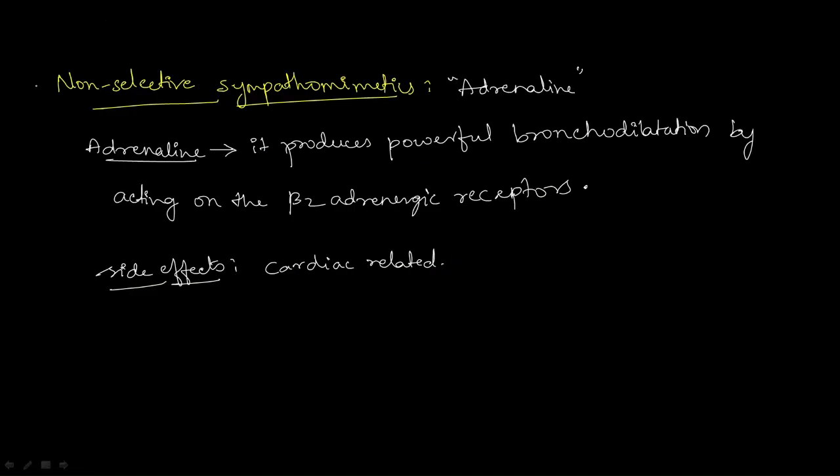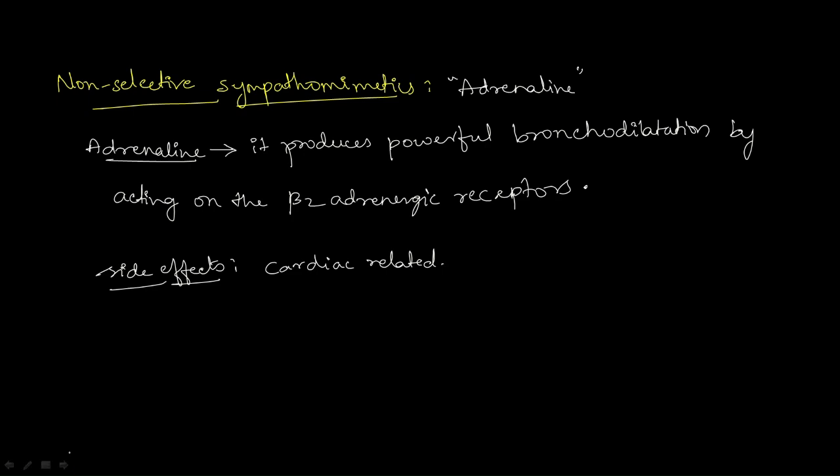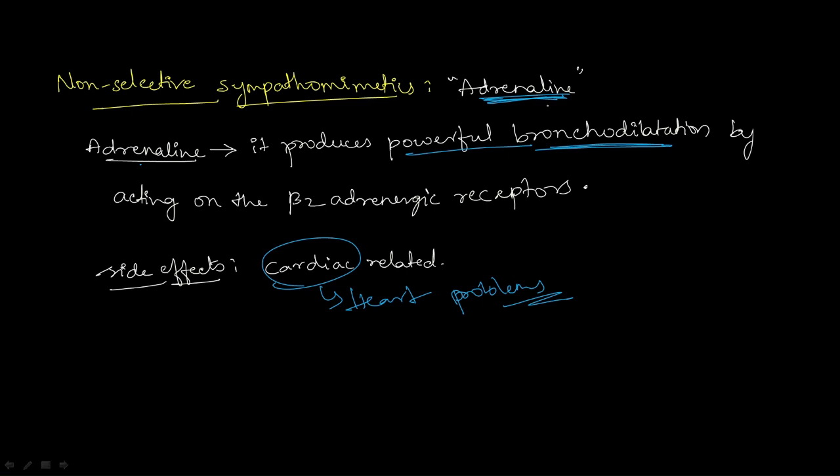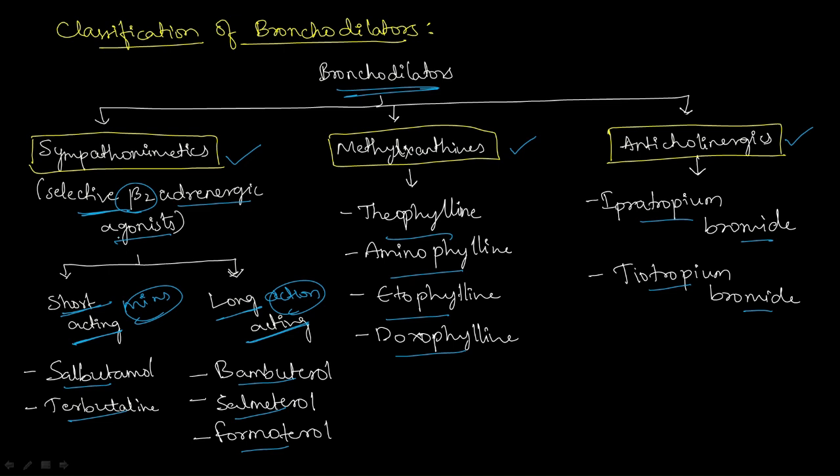Now coming to the non-selective sympathomimetics. Salmeterol, salbutamol, formoterol, bambuterol and terbutaline are selective beta-2 adrenergic sympathomimetics. In non-selective sympathomimetics we have only adrenaline. Adrenaline is a powerful bronchodilator, but it is not used because it shows adverse side effects related to the heart. So the majorly used drugs for asthma and COPD are salbutamol, terbutaline, bambuterol, salmeterol and formoterol.